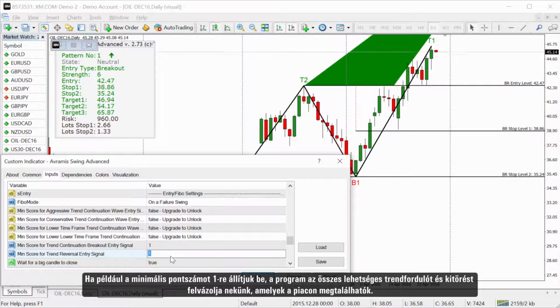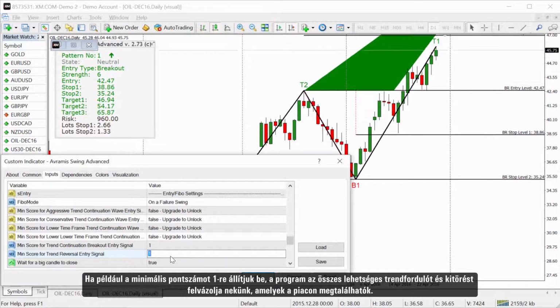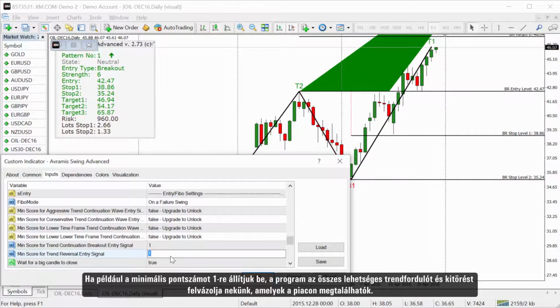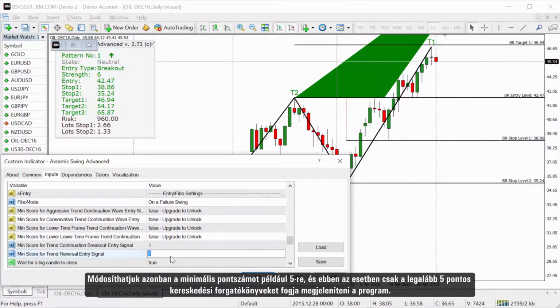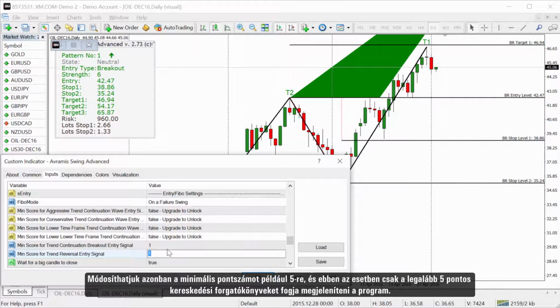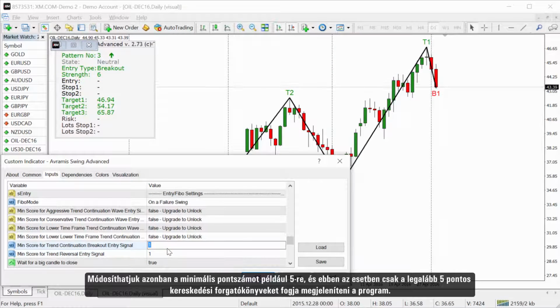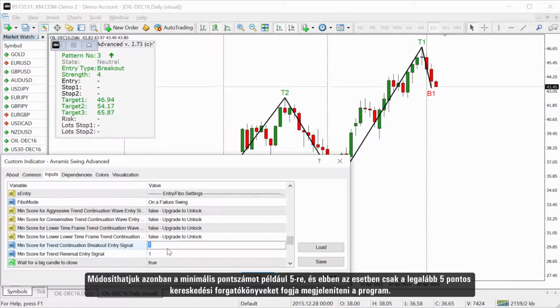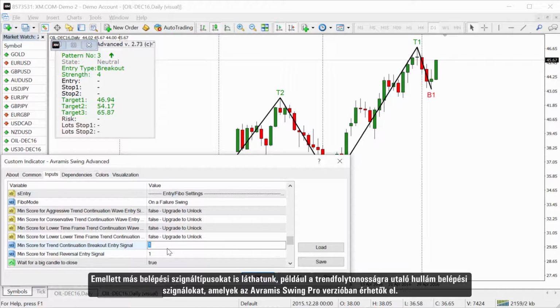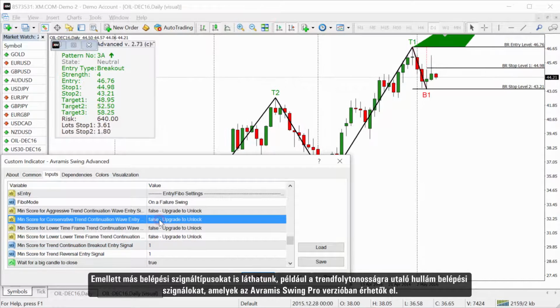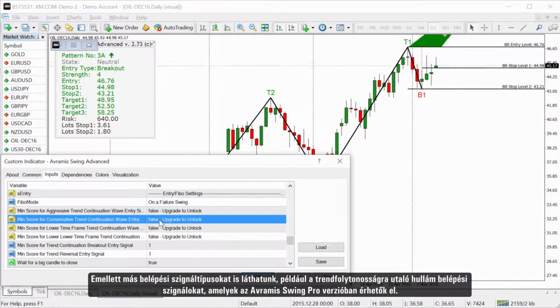For example, if I set the minimum score to 1, it will outline to us all the possible trend reversal and breakouts that are in the market. Or we could change that to a minimum score of 5, for example, where it will outline to us only the trading scenarios of a minimum score of 5 and above. Furthermore, we can see the other type of entry signals, such as the trend continuation wave entry signal that come with the Pro version of the Avramis Swing.